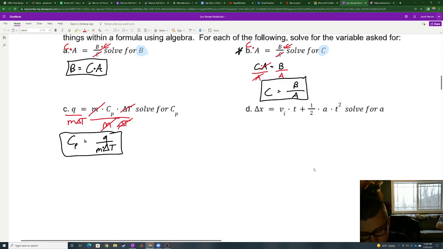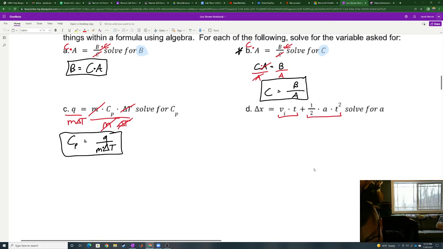All right, a lot of junk going on. Technically, I have two independent terms over on this side. So I have V times T, that's one term, and then I have 1/2 AT squared, that's another term. And the reason I call them terms is because the first thing I need to do is subtract away one of those. Now remember, I'm trying to get A by itself.